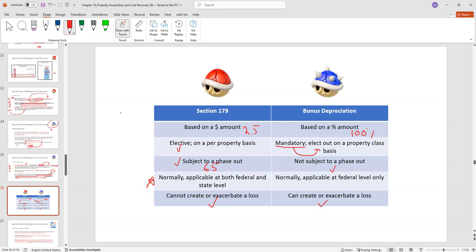The last point's kind of interesting here because like say that, I don't know, you weren't phased out on 179 and you also had bonus in play. And let's just say that it was like a $200,000 asset. Should you immediately expense it under 179? Or is it better to take 100% bonus depreciation, right? Like if you put it through either of them, right, you get to expense the entire thing. Does it matter? Right?